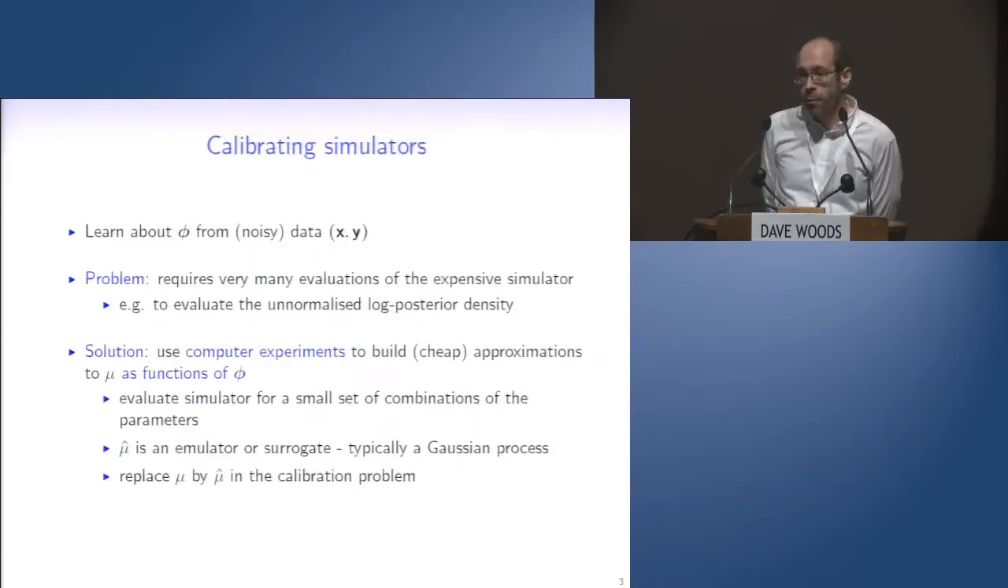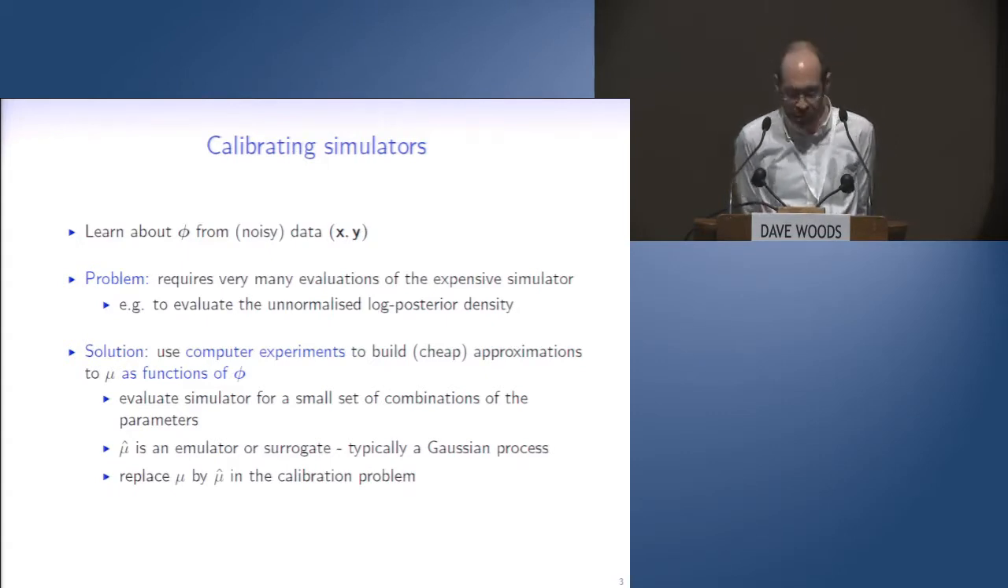So our basic problem is we want to learn about these parameters psi from our noisy data. The reason this is difficult is because however we decide to do our inference, using maximum likelihood or Bayesian methods, we're going to have to make very many evaluations of the simulator, and often these are computationally expensive, so it takes time to do this. So if we're doing Bayesian inference, this is going to be through evaluations of the unnormalized log posterior, for example.